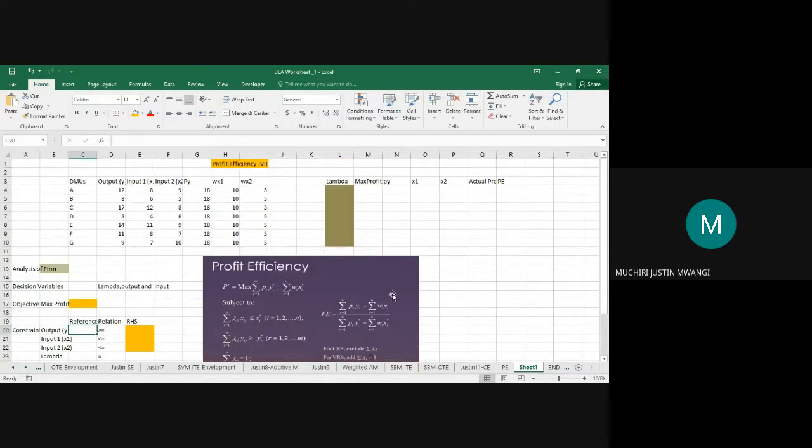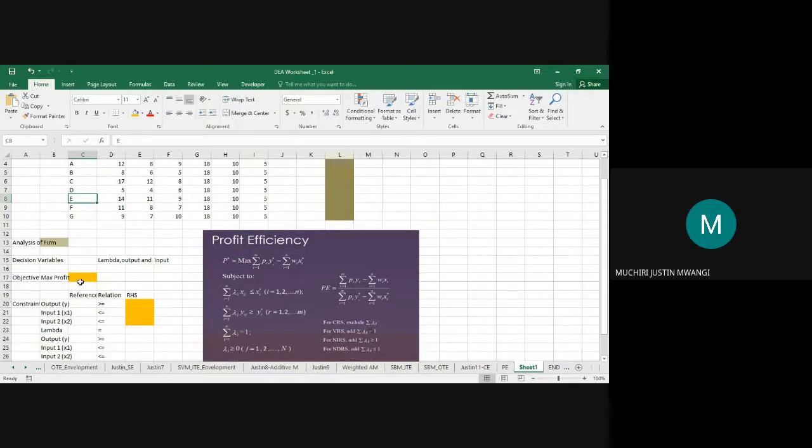To start it off, we're working on a scenario where we have 7 farms, A, B, C, D, up to F, with reference to farms 1, 2, 3, 4, 5, farm E as a decision-making unit. And we are looking to see what is the maximum profit and which could be the most efficient farm with reference to farm E.